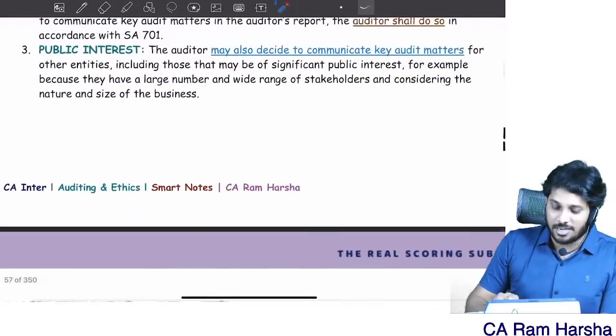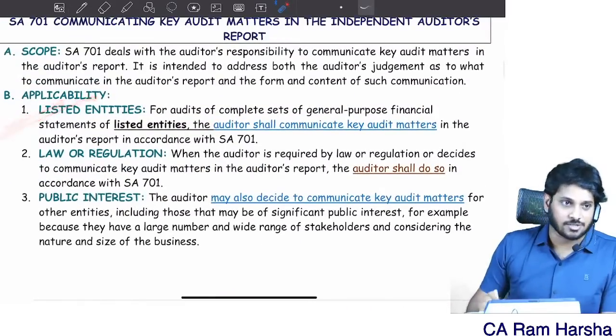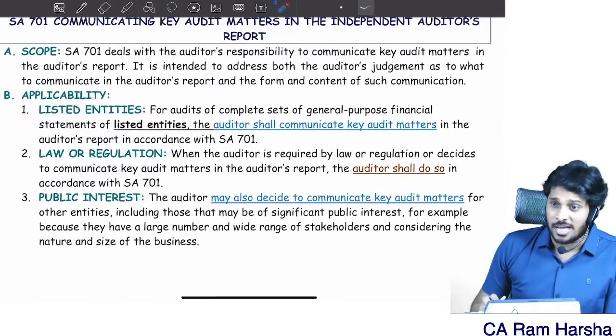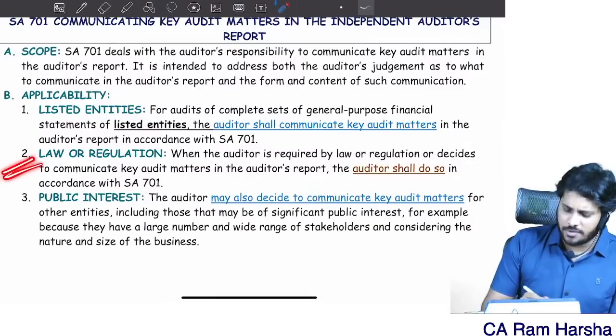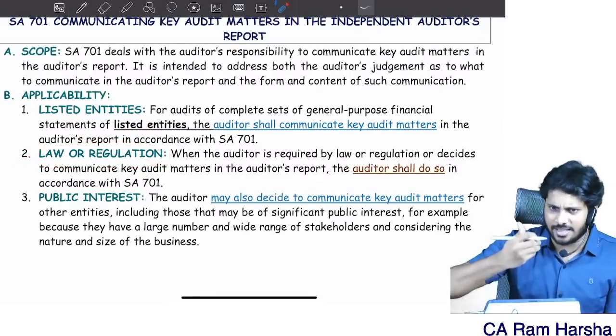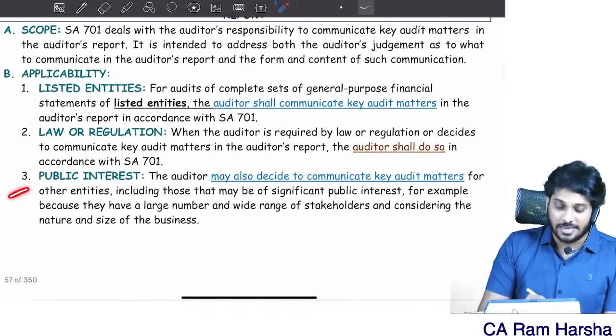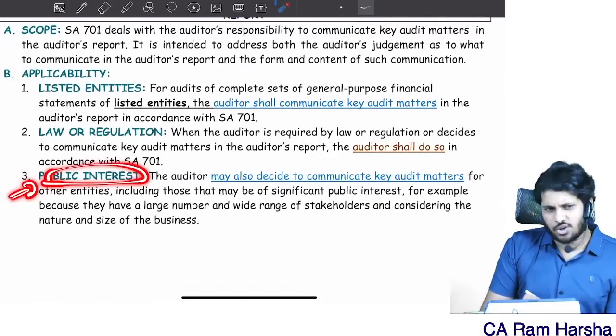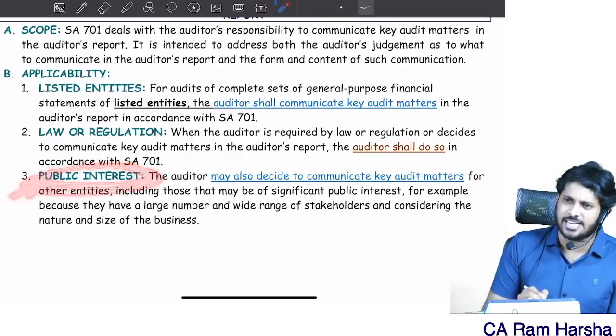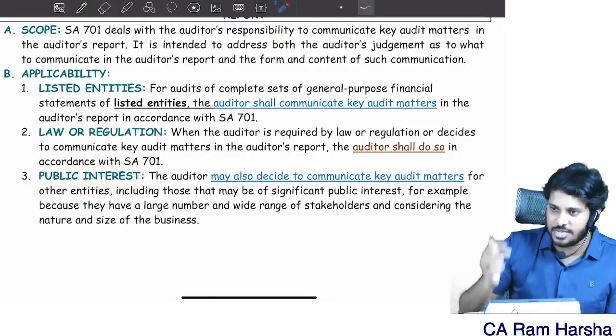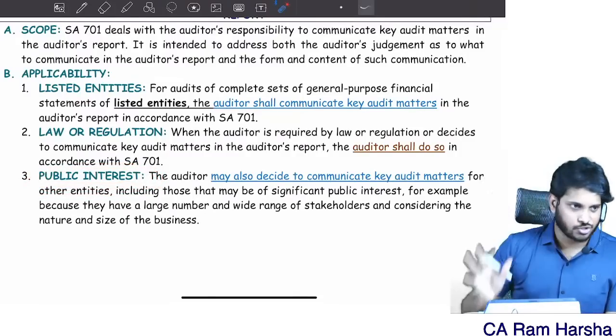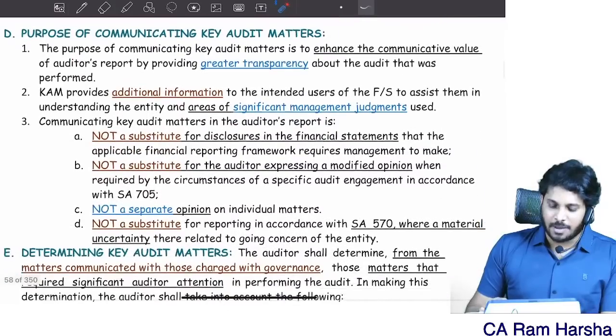So key audit matter is compulsory for listed entities. Key audit matters are compulsory for listed entities, or if there is a requirement in law or regulation, then also you must give key audit matter. If the auditor feels, okay, it is not compulsory, I am also not a listed entity, but I want to communicate in public interest, then also you can communicate key audit matter. Understood? Now, what is the purpose of key audit matter?